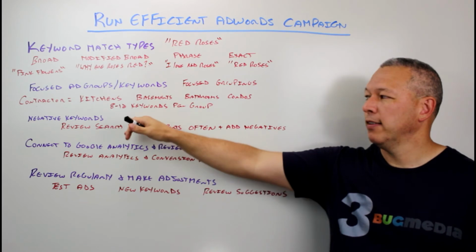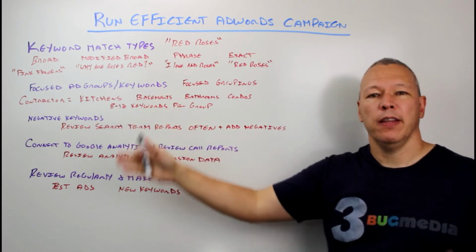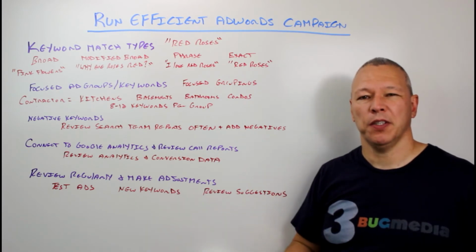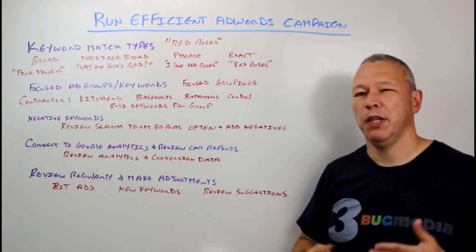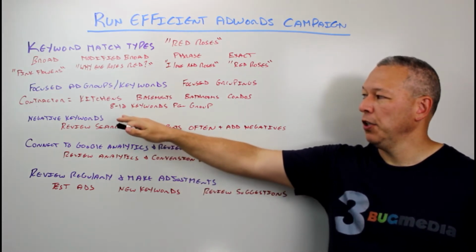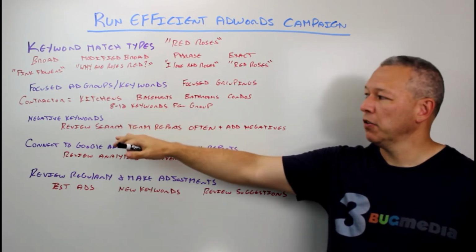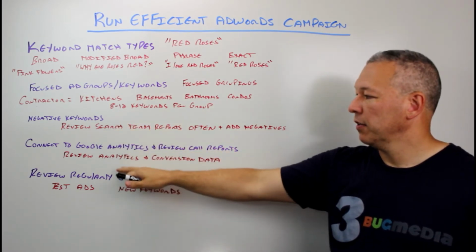So you might add negative keywords like why, when, how, things like that, because those are all inquisitive questions, not necessarily people ready to make a purchase, and you may not want to waste money on those types of searches. So make sure you spend some time in your negative keywords, and this is one of the things that you should be doing on a regular basis.